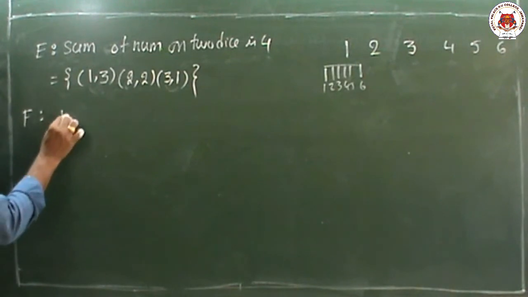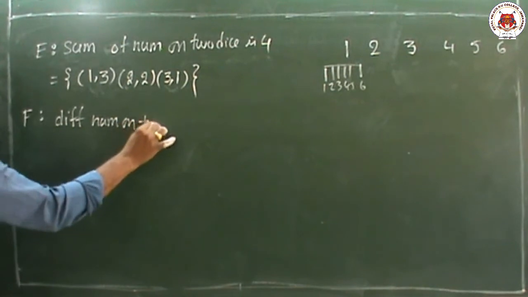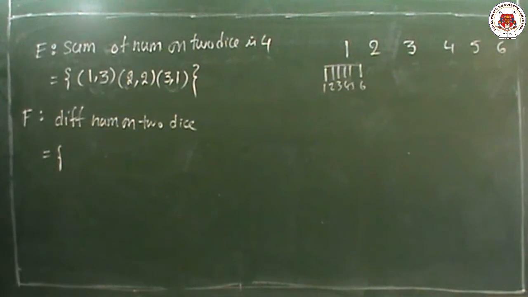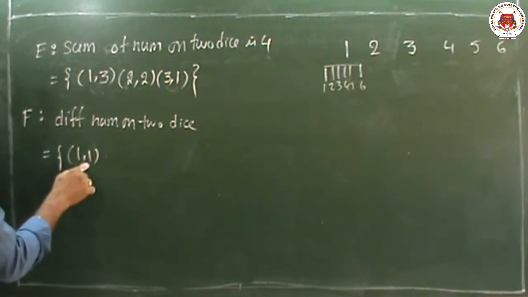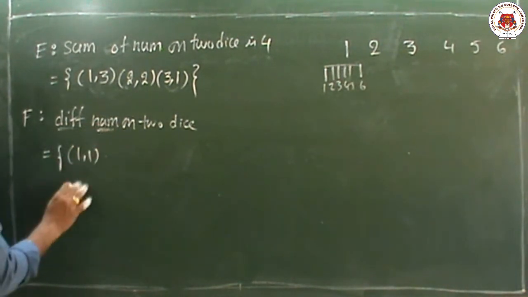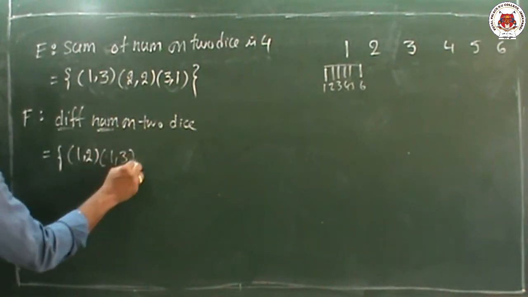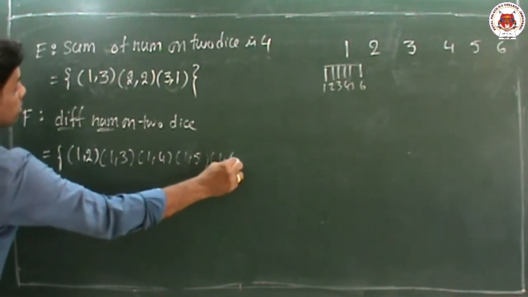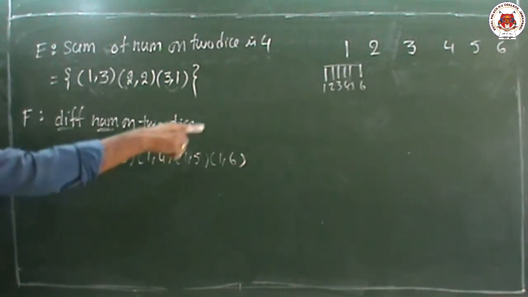F says that the numbers on the 2 dice are different. Different numbers on the 2 dice means the first and second die numbers need not be the same. So 1 comma 1 we can't write because both are the same. We want different numbers. We can write 1 comma 2, 1 comma 3, 1 comma 4, 1 comma 5 and, my dear children, 1 comma 6 also.